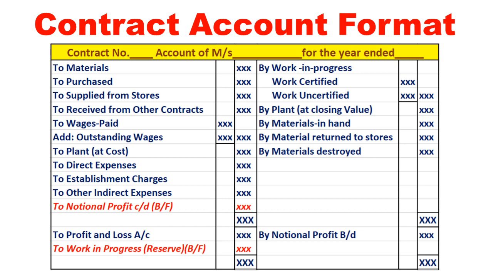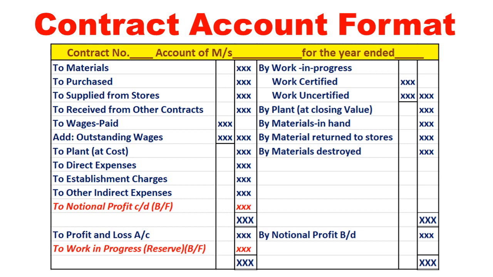Material in hand, that is closing material, material returned to store. In the sense, from this contract, any material you have returned to the stores. Then by material destroyed, any material lost or destroyed in the contract, that will be written on the credit side of the contract account. Once you close this, the balancing figure is called notional profit.